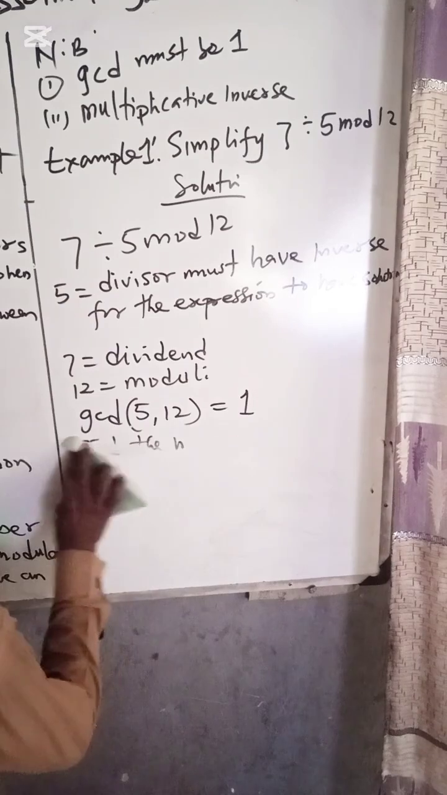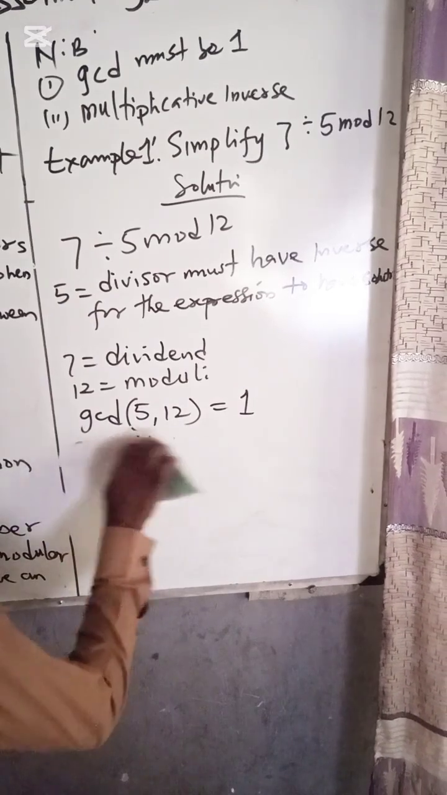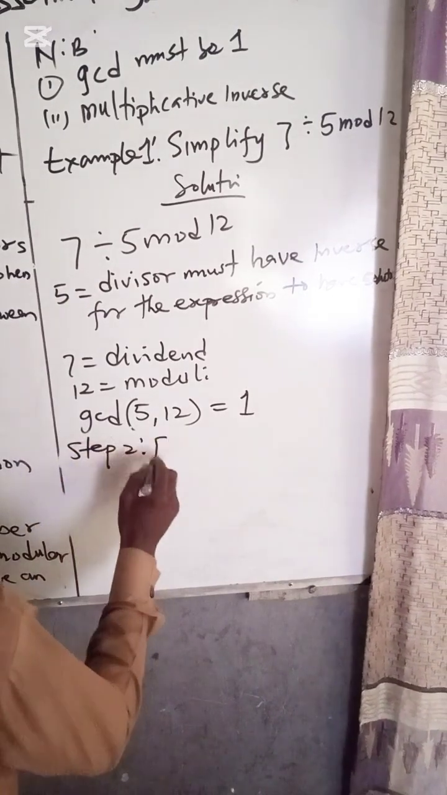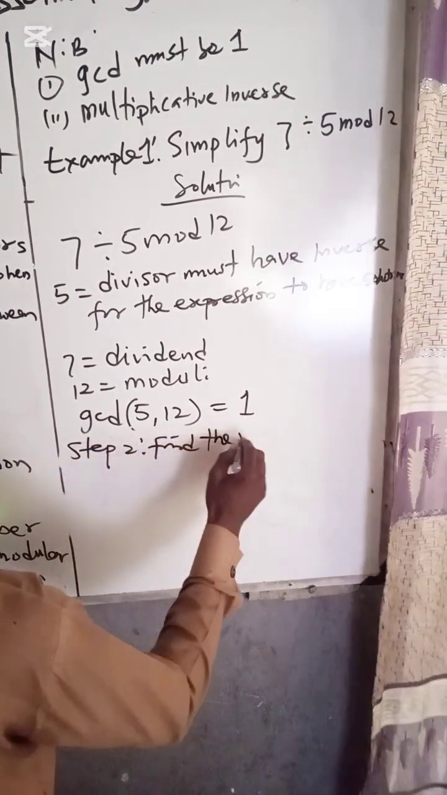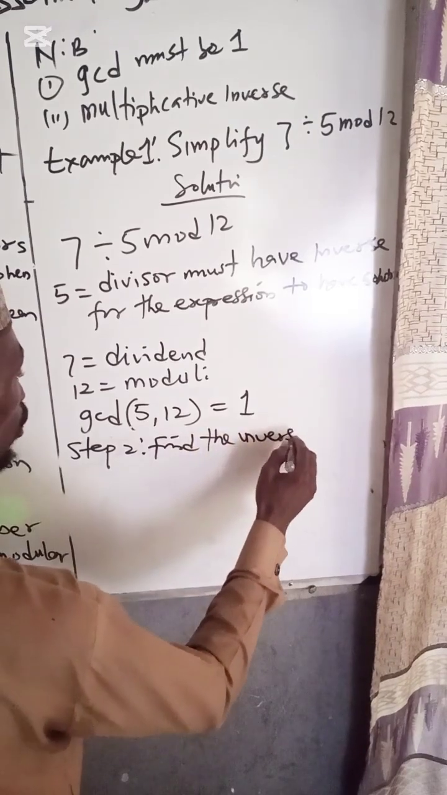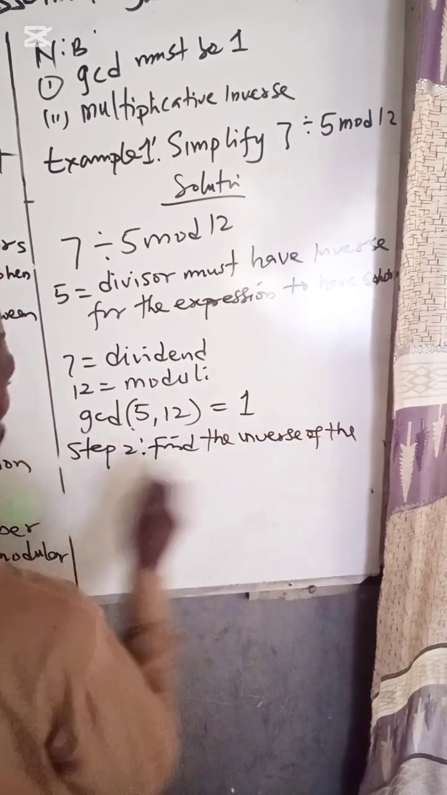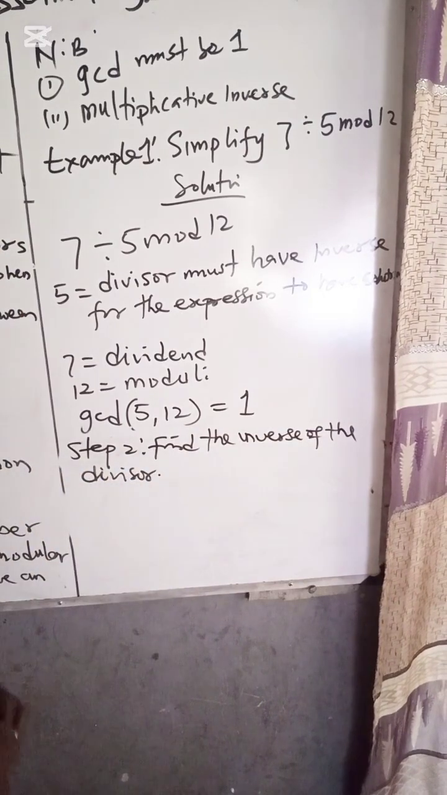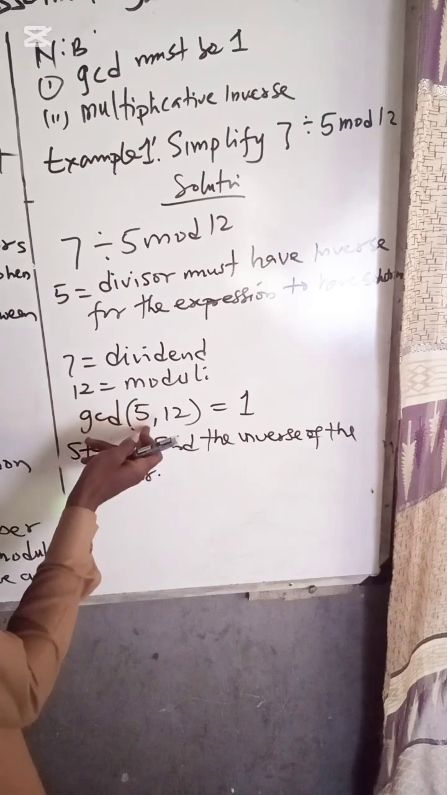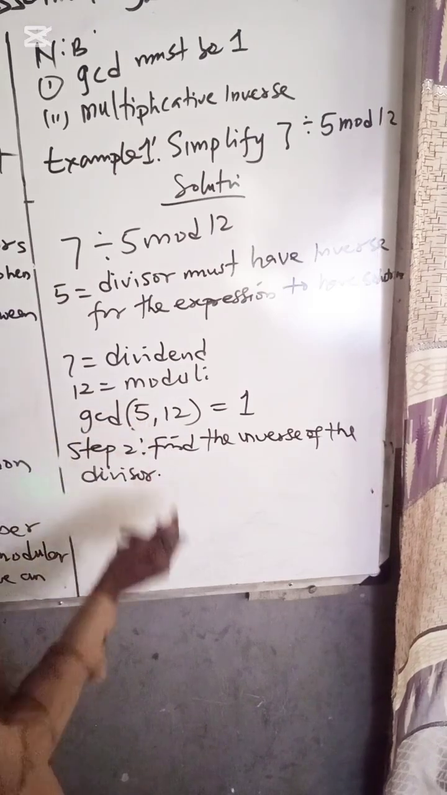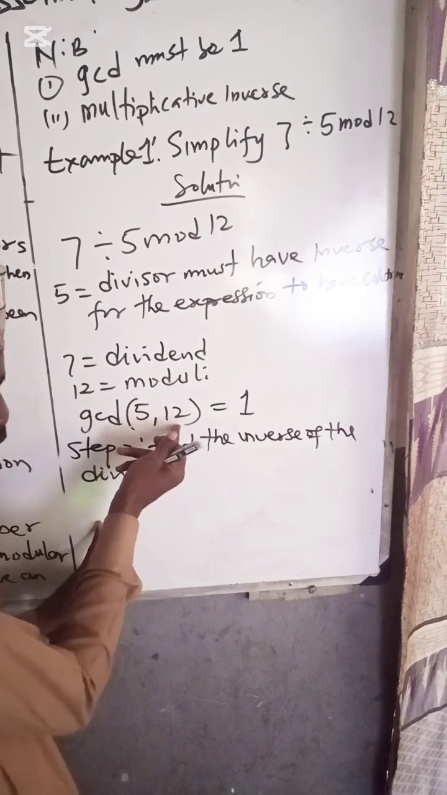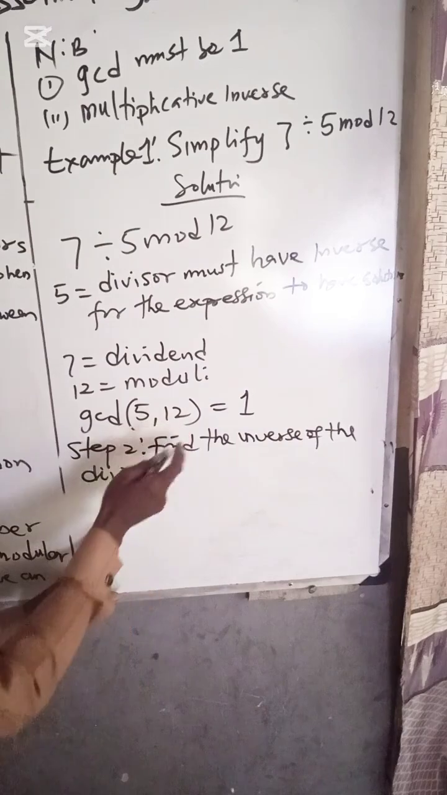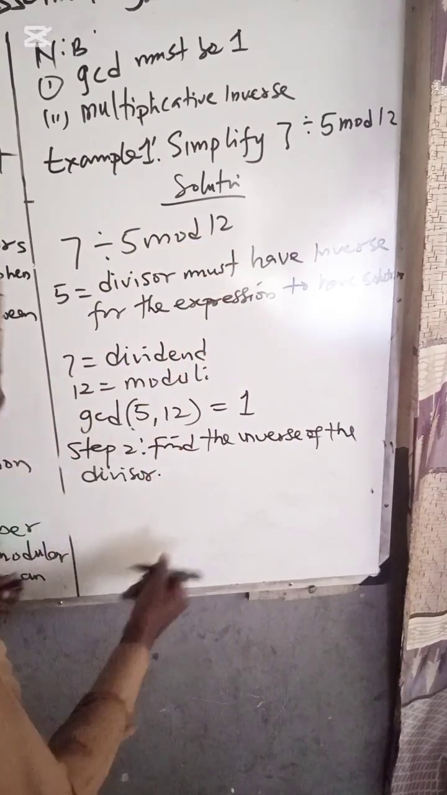Let's make it step by step. Step 2: find the inverse of the divisor. Now, why are we looking for the inverse? We will find the inverse of our divisor, which when we multiply together and divide by the modulus, will give us 1 mod 12, since our modulus here is 12. Now we have to start looking for it.